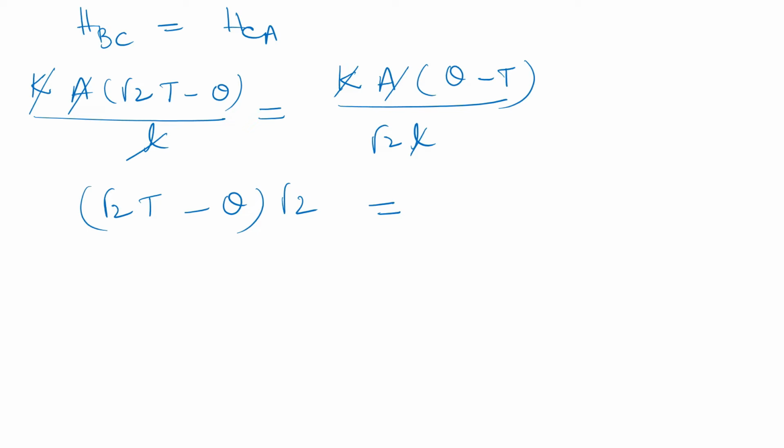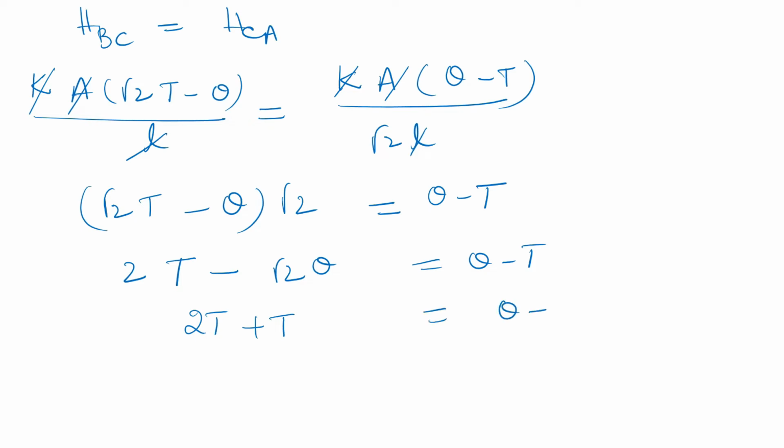Root 2 into (T minus theta) into root 2, that is equal to, the remaining is theta minus T. Now doing multiplication, root 2 into root 2, 2T minus root 2 into theta, that is equal to theta minus T. So 2T minus T becomes plus T, that is equal to theta plus root 2 into theta. 2T plus T, 3T. 3T is equal to, here taking theta as common, root 2 plus 1.